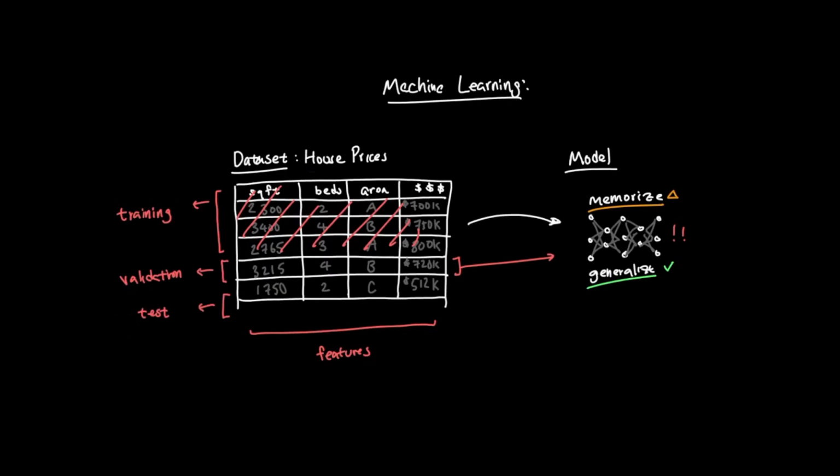The test set is the final check. This is the data that we hold back until the end, after we have trained the model and made our major decisions. The test set is supposed to estimate how the model will perform on truly unseen data.